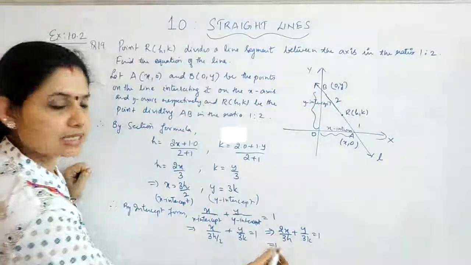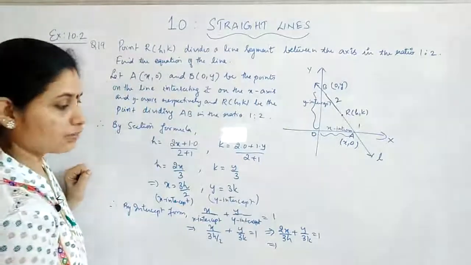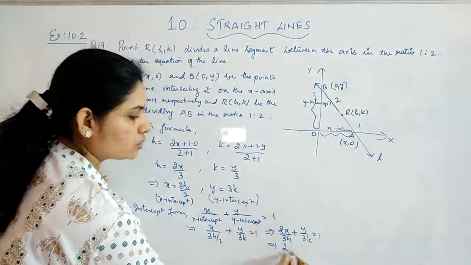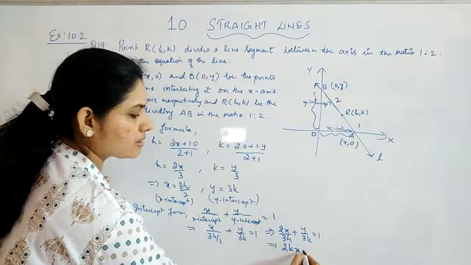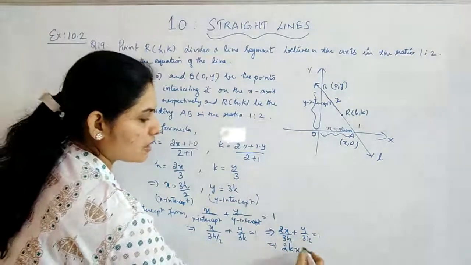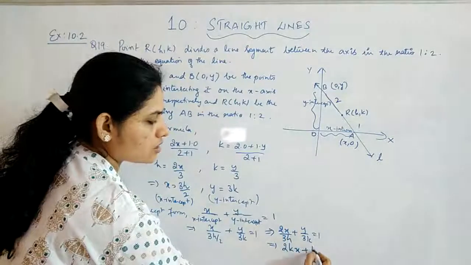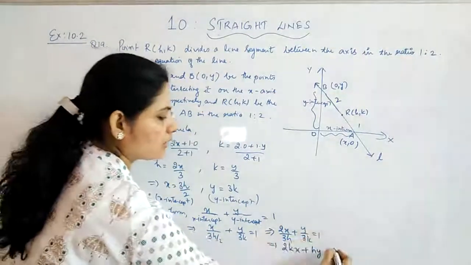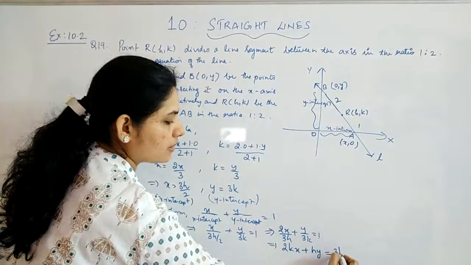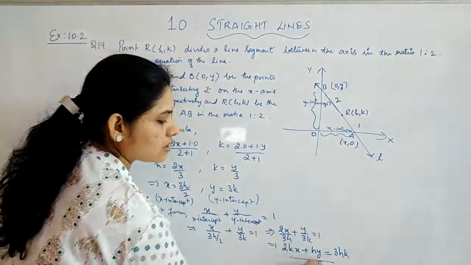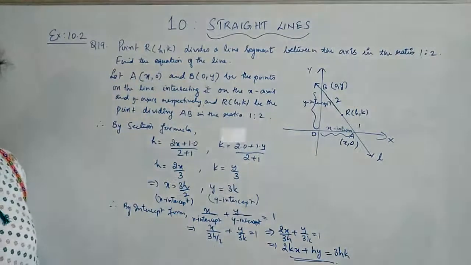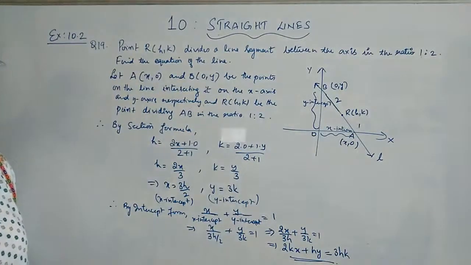Now taking the LCM, you will get 3hk in the denominator, and that will go to the other side. Here it will become 2k times x plus, since 3 is common, h times y, and the denominator 3hk will go to the other side with 1, which becomes 3hk. So this is the required equation, that is 2kx plus hy is equal to 3hk.